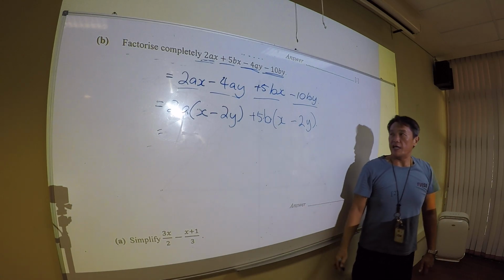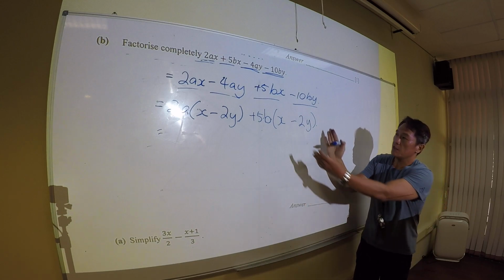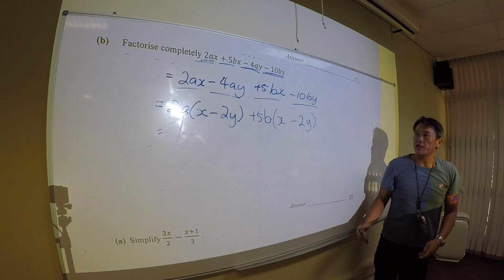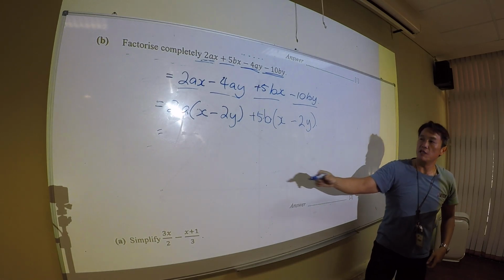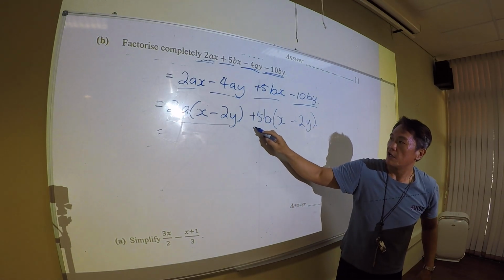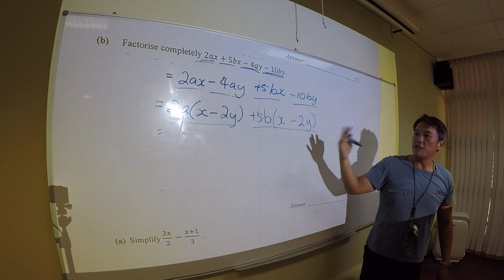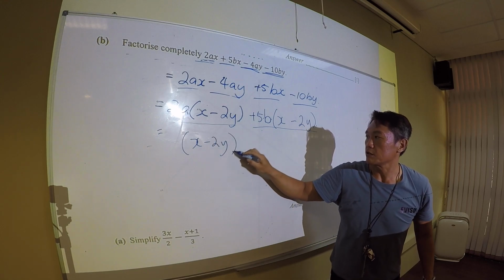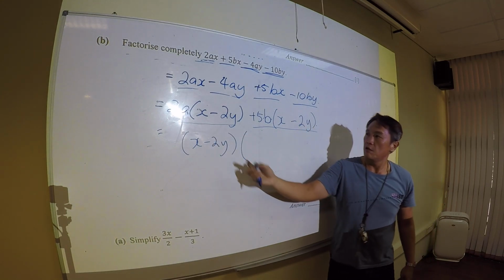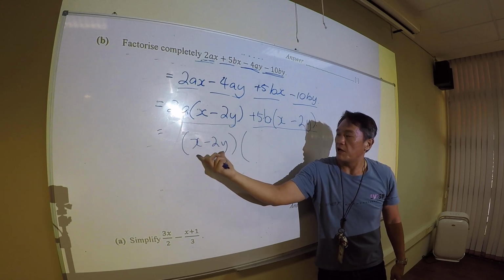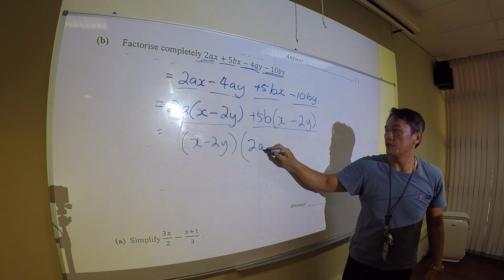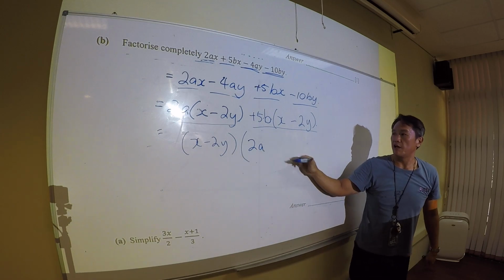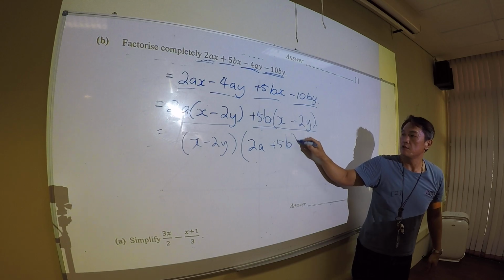The two brackets are exactly the same, meaning this factor is common. The entire bracket is a factor. It is common in the front and the back. So again, I can take out what is common. The common one is the bracket. After I take out what is common, this whole thing divided by the bracket, left with 2a. This whole thing divided by the bracket, left with 5b.